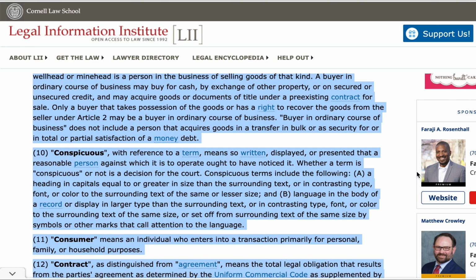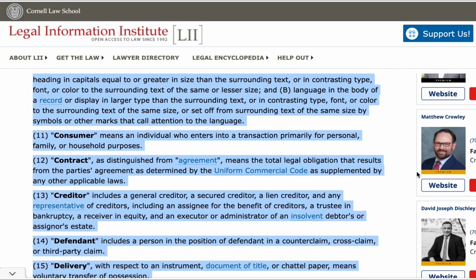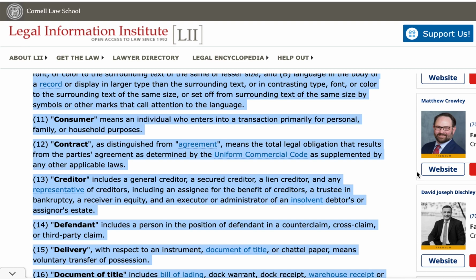11. Consumer means an individual who enters into a transaction primarily for personal, family, or household purposes. 12. Contract, as distinguished from agreement, means the total legal obligation that results from the parties' agreement as determined by the Uniform Commercial Code as supplemented by any other applicable laws.